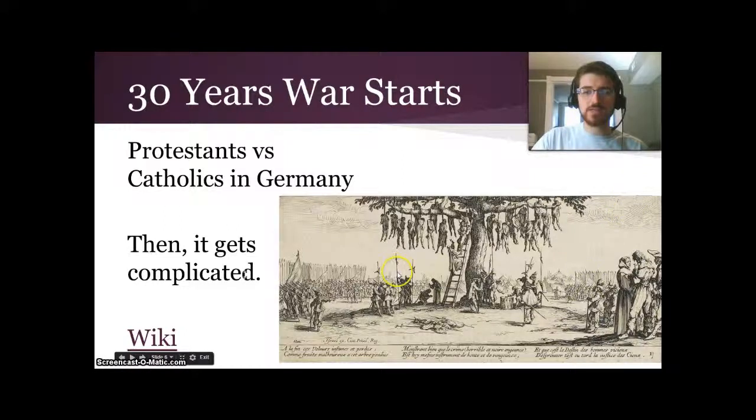And you can see that depicted here in a later print of these soldiers who were hanging up rebellious townsfolk.